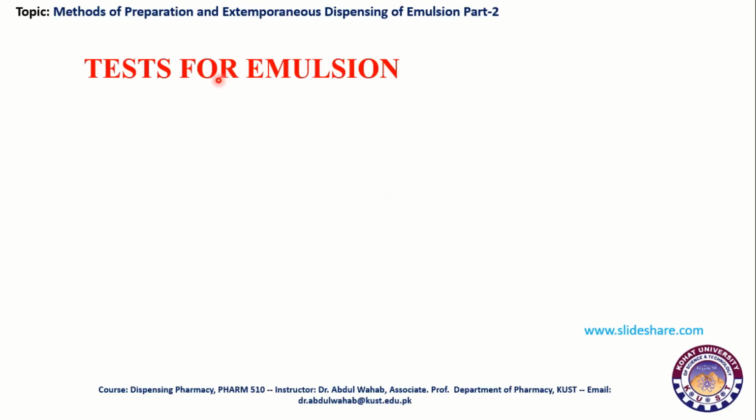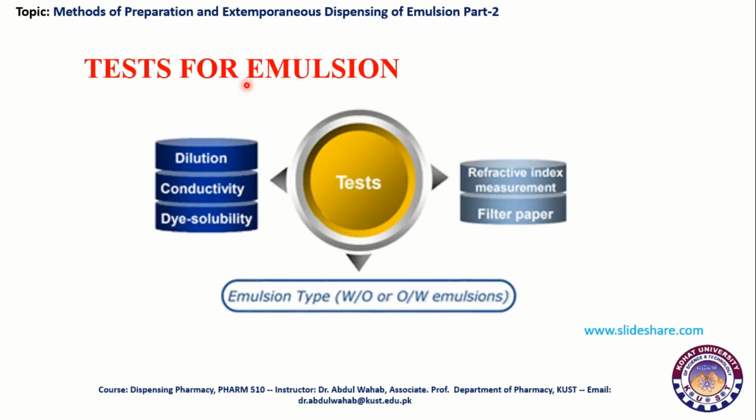Tests for emulsion after the preparation of emulsion. Different tests are used for the identification of emulsion. Here are the different tests which are used for the water in oil emulsion or oil in water emulsion: dilution test, conductivity test, dye solubility test, refractive index measurement, and filter paper test. These are the different tests which are used for the identification of the type of emulsion.